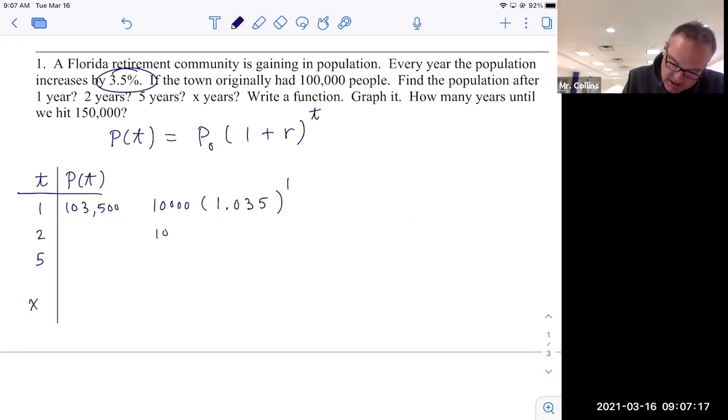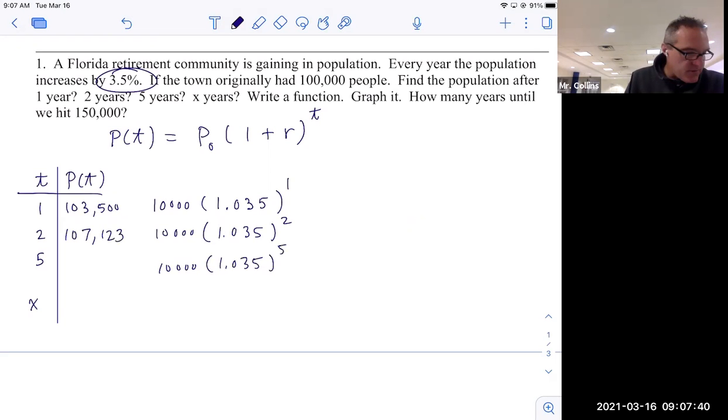Of course, the second year, what happens? The exponent goes up. That's why these are called exponential functions. And I'm going to go a little quickly now because you can easily see the pattern, right? This is 107,123. And then finally 5 years, same deal. I'm just jamming this in the calculator. So for the fifth year, I'm up to 118,769.